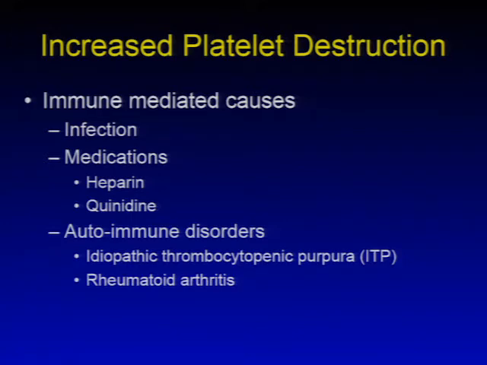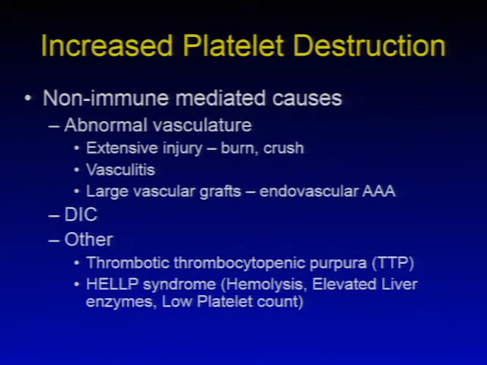Now, some of those immune-mediated causes of thrombocytopenia include infection. Here it can be viral or bacterial, not uncommon. Medications, some of them are common again, include, in this instance, heparin and quinidine. Some of the autoimmune processes that lead to thrombocytopenia include idiopathic thrombocytopenic purpura, or ITP, and rheumatoid arthritis. While we in anesthesia often focus on the cervical spine in these patients, we need to remember that thrombocytopenia can occur in this patient population as well.